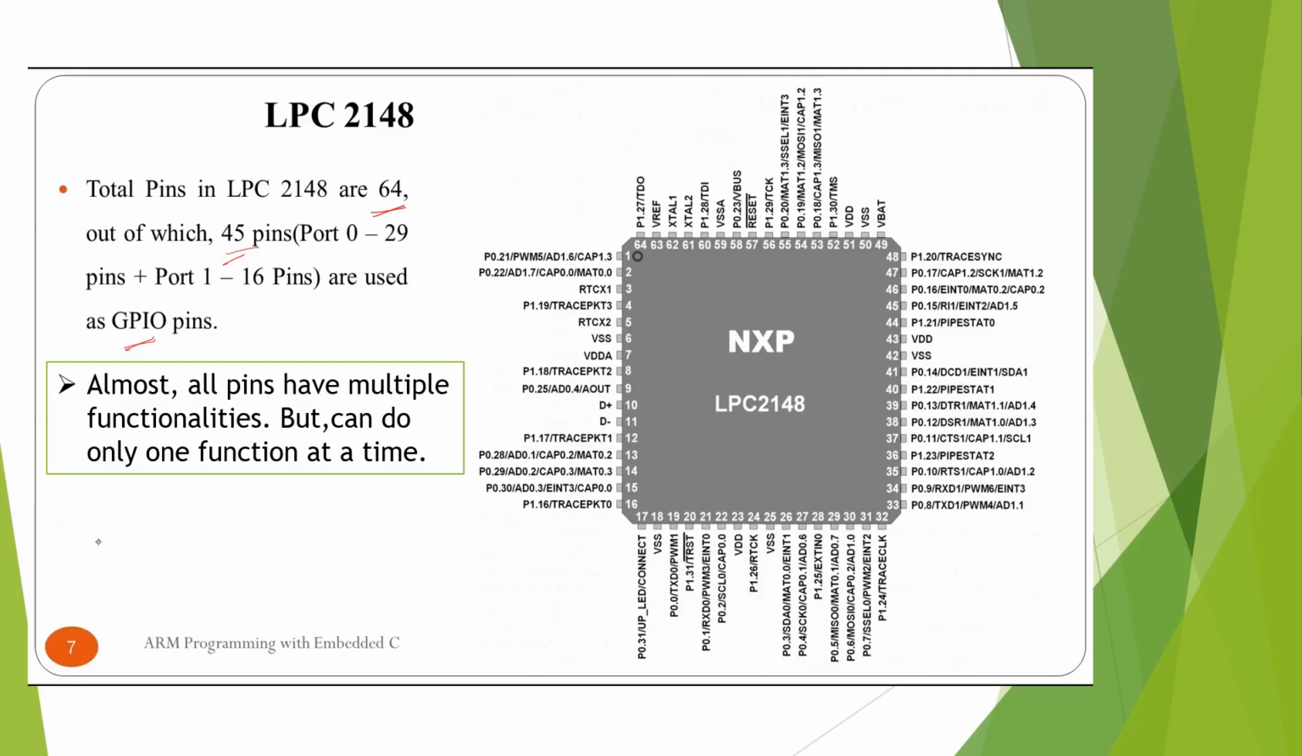LPC 2148 has two ports, port 0 and port 1. For port 0, 29 pins are allocated, and for port 1, 16 pins are allocated. So please note it down: port 0, 29 pins, and port 1, 16 pins. So totally you will have 45 pins.